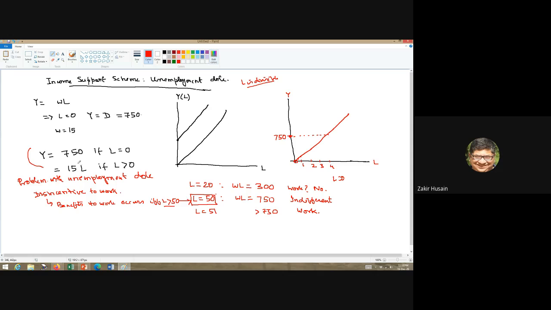I mean, one possibility is you can increase wages from 15 to higher levels, or you have to offer them gainful work for a long period. So people will work only if wage increases or L is very high, right?